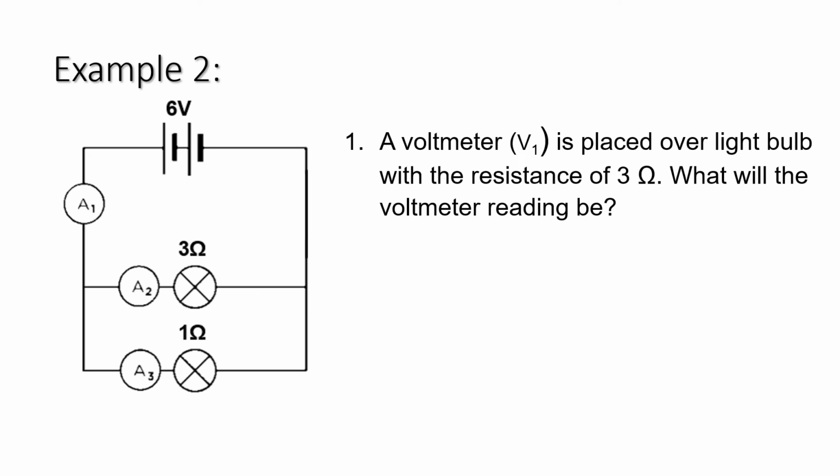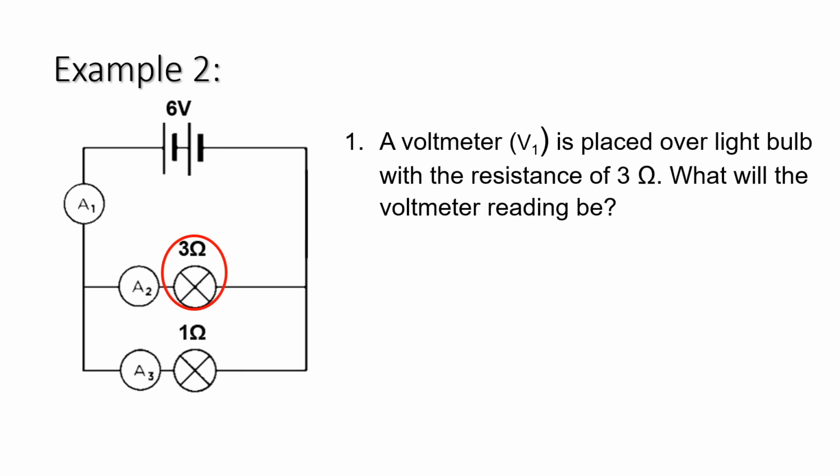Now we move on to parallel circuits and the equations and questions that can be asked about parallel circuits. Question 1 says a voltmeter, which is V1, is placed over the light bulb with the resistance of 3 ohms. What will that voltmeter reading be? So we place the voltmeter over the light bulb that has the resistance of 3 ohms.